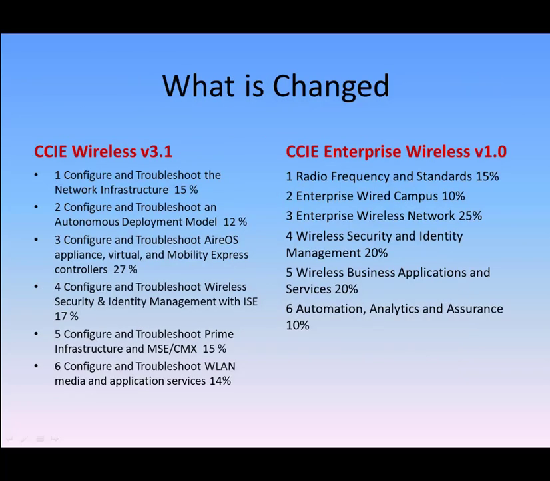Let's now compare the changes between the two versions. CCIE Wireless version 3.1. The first section was configure and troubleshoot the network infrastructure, and that was 15% of the blueprint. Next one was configure and troubleshoot an autonomous deployment model, and that was 12%. Third was configure and troubleshoot AireOS applications, virtual mobility and Express controllers, 27%.